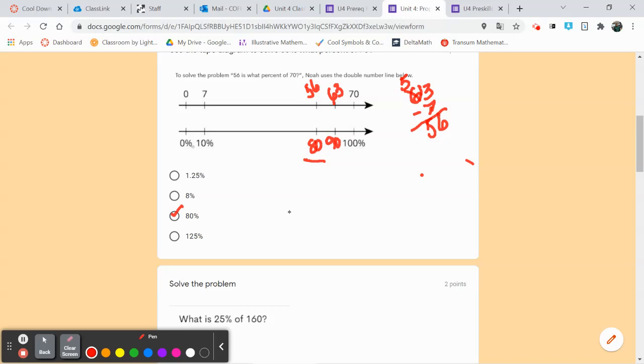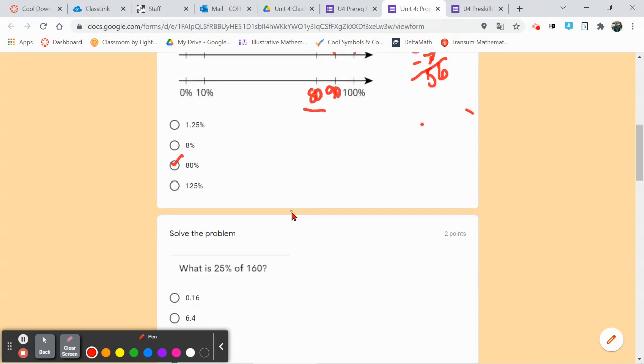Again, I saw they were counting by tens, so I subtracted by 10, subtracted by 10. They were counting by sevens on these lines, so I subtracted by 7, subtracted by 7. All right, on to the next one.